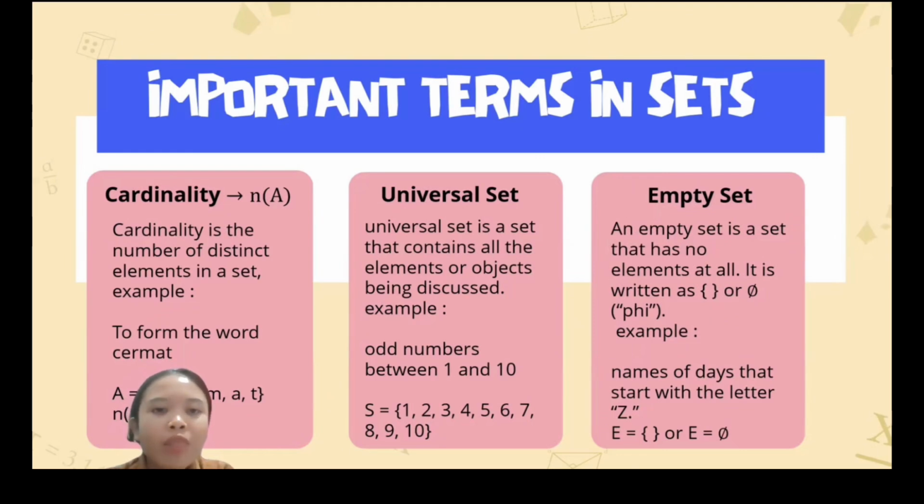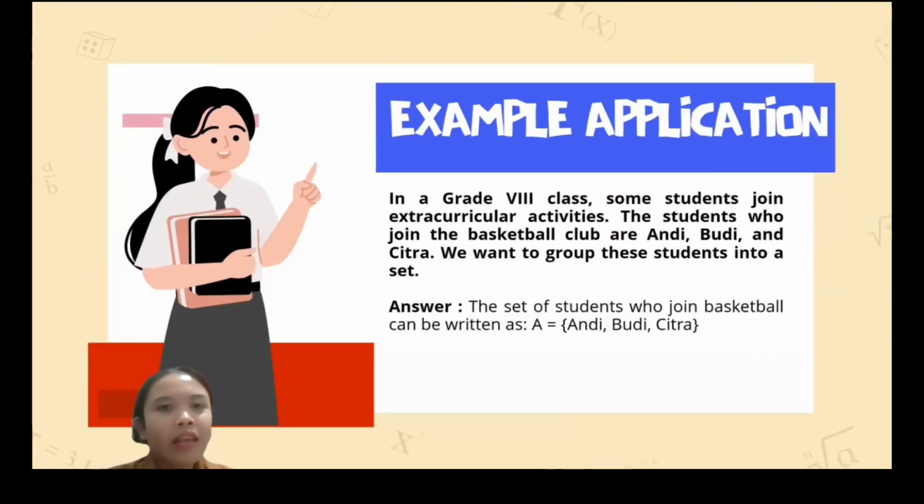The empty set can be written as this symbol or this symbol too. You can read it as phi. For example, you're asked to mention the name of a day that starts with the letter Z. Think about it. Are there any, right? No, right? Since there are none, the set is empty, and it can be written as E equals this symbol. E equals the empty set.